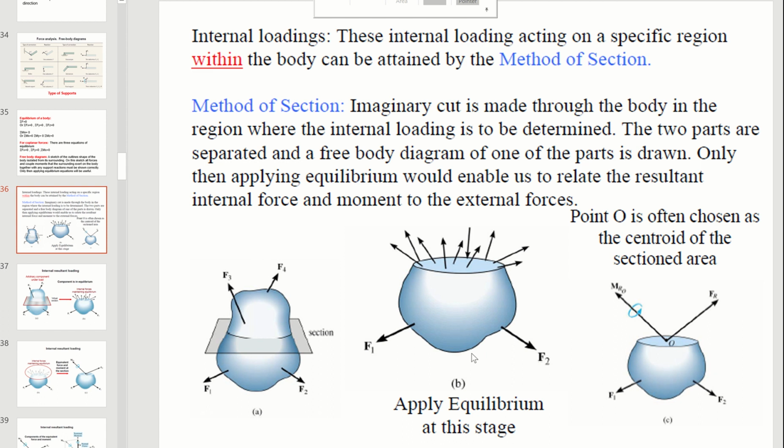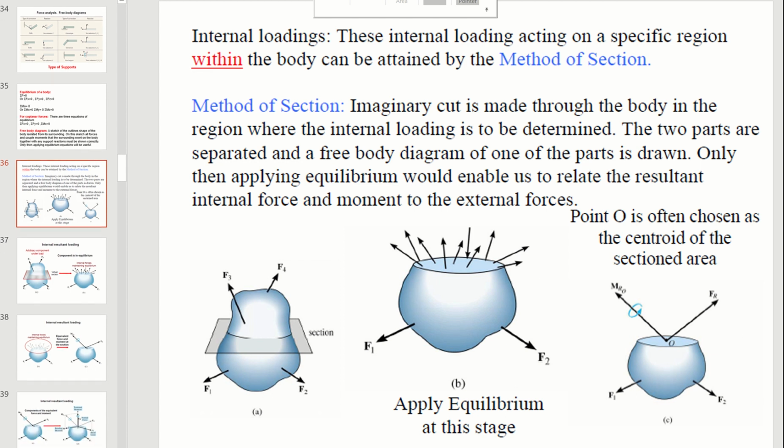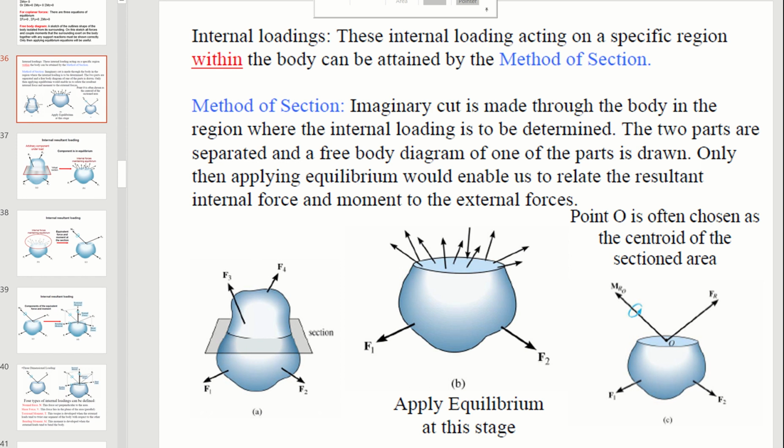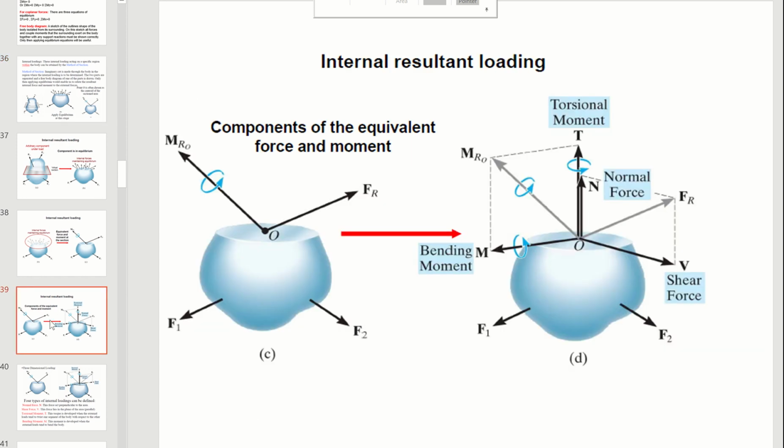Then imagine if we don't have those internal forces here, this section will not be in balance, right? So we are going to have some internal loadings, and those internal loadings are going to balance those external forces F1 and F2. Using the equilibrium equations will help us find the internal loadings. So that's it for 3D. Let's actually continue to look at the 3D here.